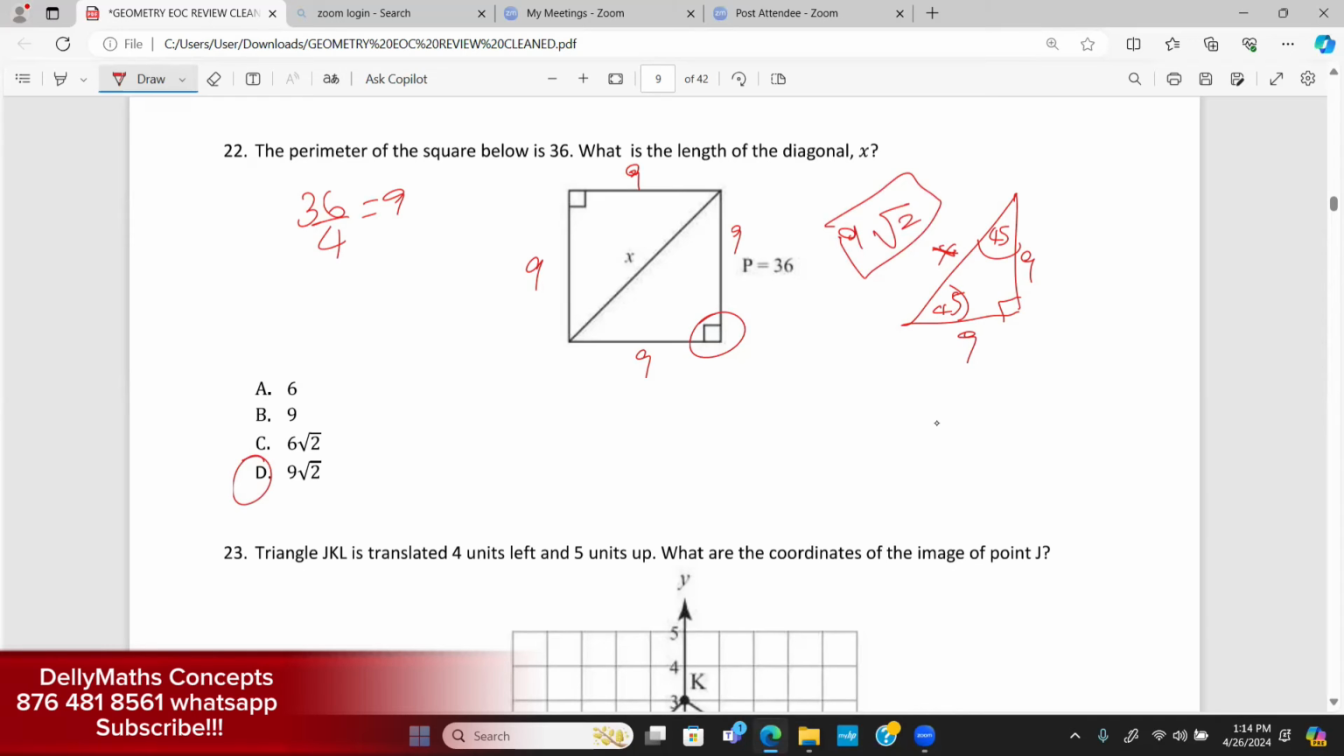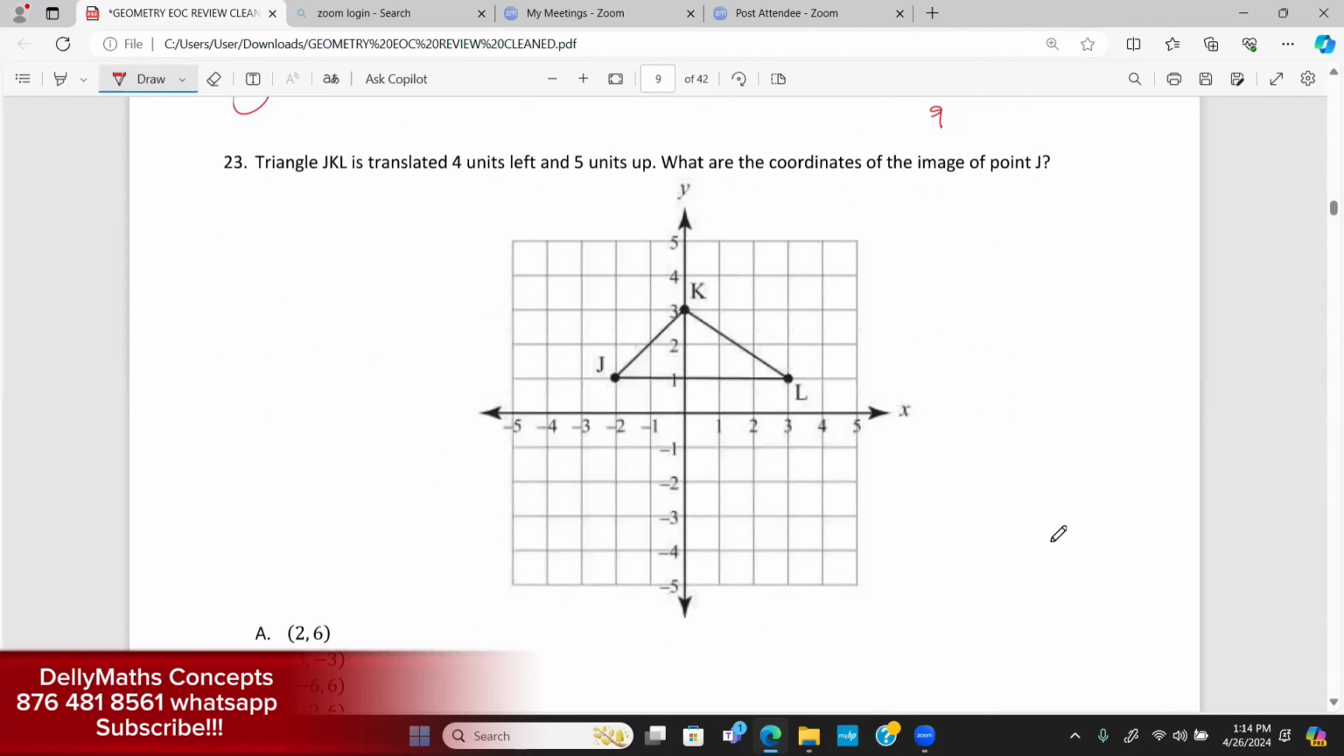But again, if we remember the principle, the principle that it is based on is this. If this is 45 and this is 45, if this is x and this is x, this is going to be x root 2. That's the principle on which this is based. So whatever number, this is 9, then it's going to be 9 root 2 without working. So it's just working with principles. All right, so that's 22. 22 is D. Let's go to 23.